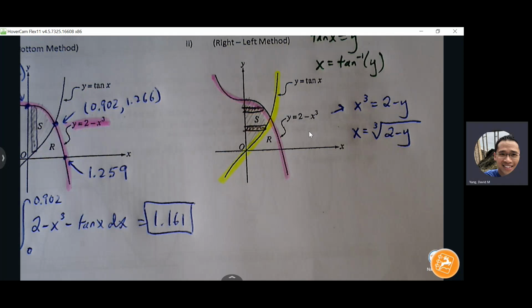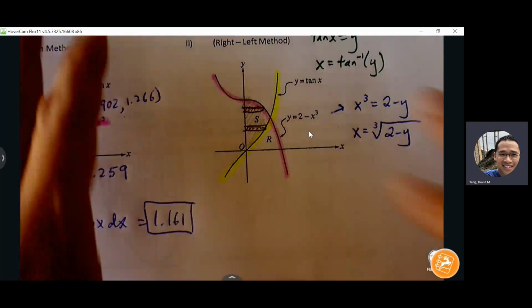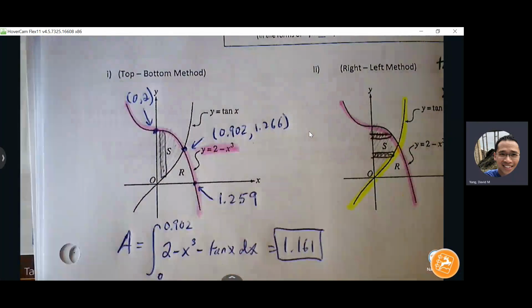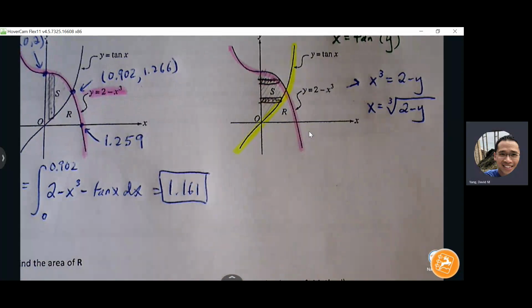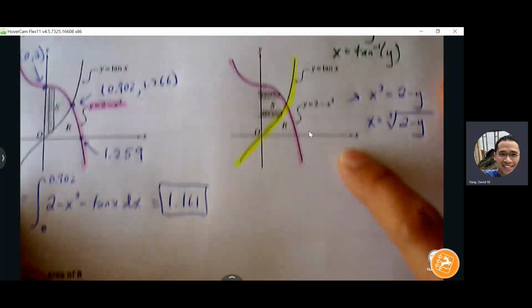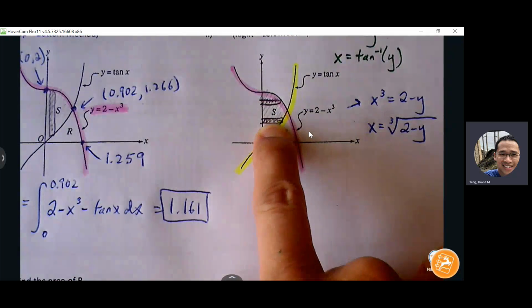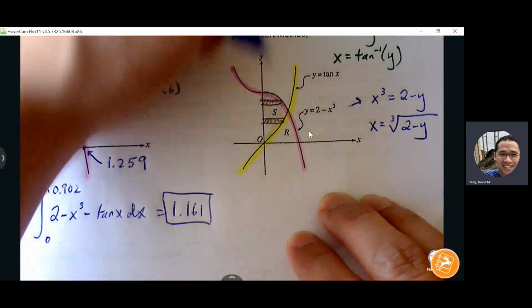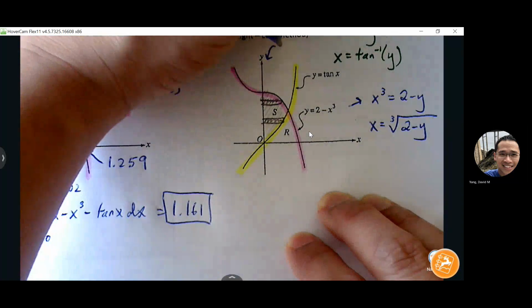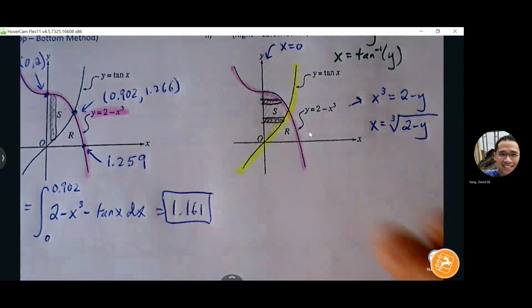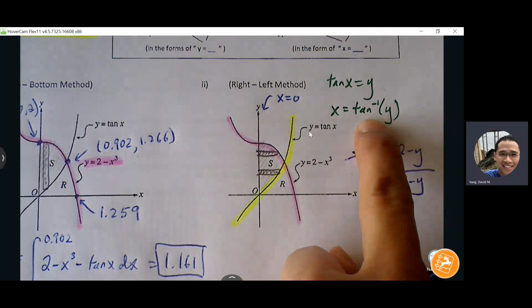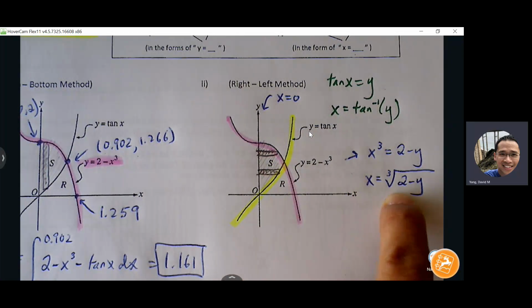Now, not only do we have to make those adjustments, our bounds need to be in terms of what? In terms of Y, which is fine because we have all the Y values that we need for all of region S. So let's start at the bottom and move our way up to the top. I'm going to start with this region first, the yellow tangent and the y-axis. What's the equation for the y-axis? X equals 0. So you have all these equations in the perfect form for right minus left: x equals 0, x equals inverse tangent of y, x equals cube root of 2 minus y.